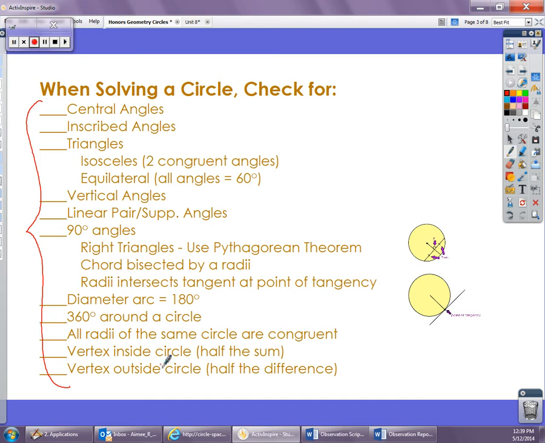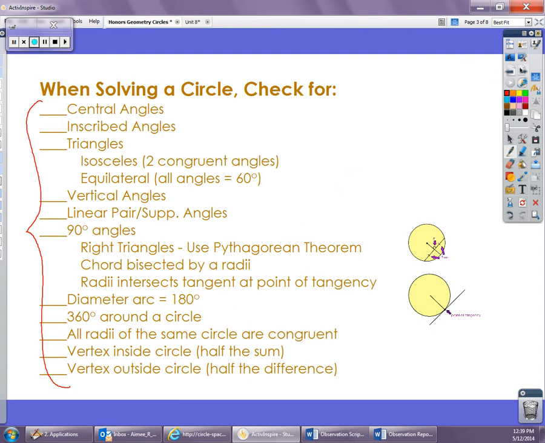You should know all radii of the same circle are congruent. Is the vertex inside the circle, which is half the sum, or is the vertex outside the circle, which is half the difference? Okay, so all of these things are things you have to check for, and that's what can make circles complicated: when you're given a circle, it doesn't automatically jump out to you all the time which it is. You have to think critically and be able to determine which relationship it is.